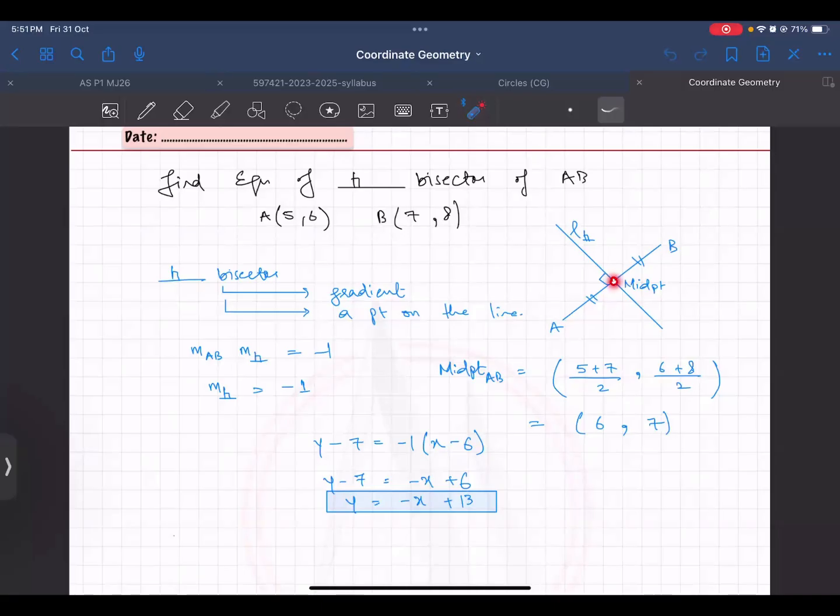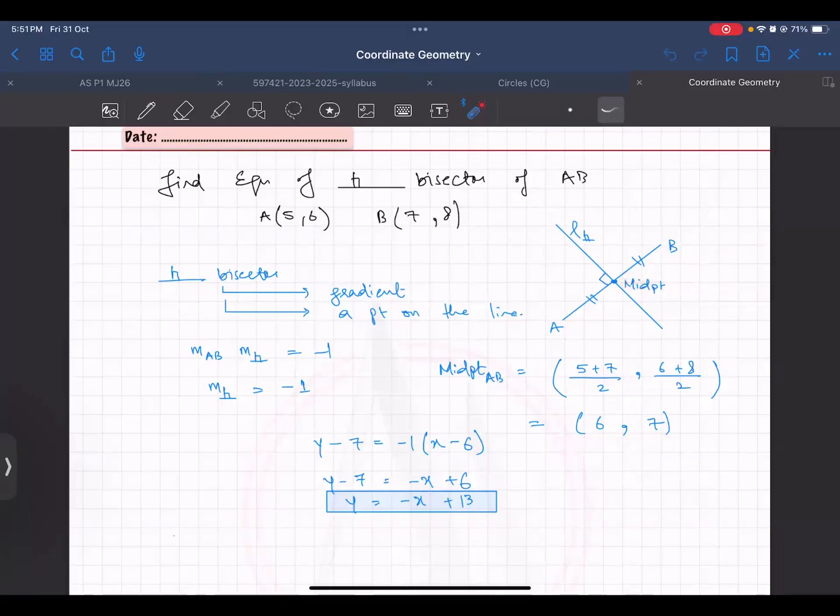So for this, you would need to find the midpoint, because midpoint of AB is the point where the perpendicular bisector is also passing. So how do you find the midpoint? You add the x, you divide by 2. Look, so 5 plus 7 upon 2 and 6 plus 8 upon 2. So you found the midpoint. This point is 6 comma 7.